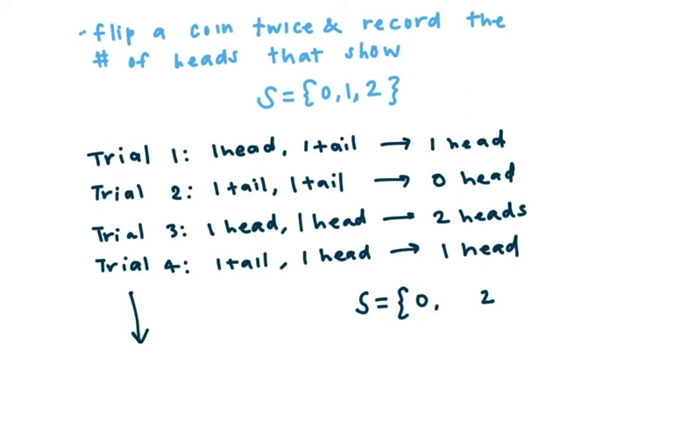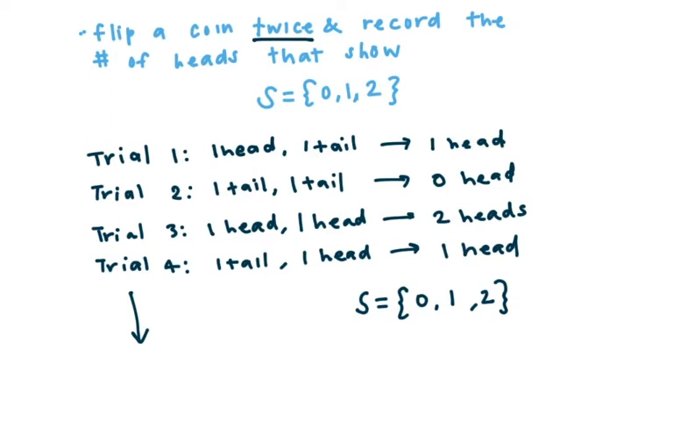Why? Because the most number of times that we're flipping the coin is twice. And so the highest number that you can get for heads when you flip it twice is 2. You can't get 3 because you're not flipping it 3 times. You're only flipping it 2 times. Okay? And then another option that we can get is 1. So this would be my final answer for the sample space.